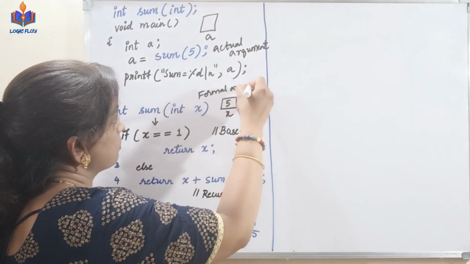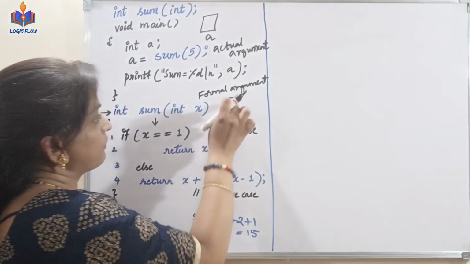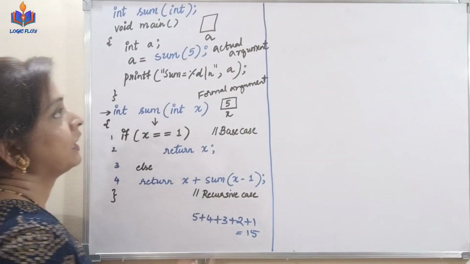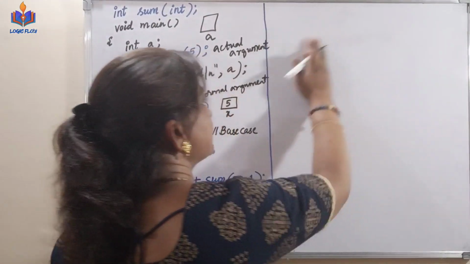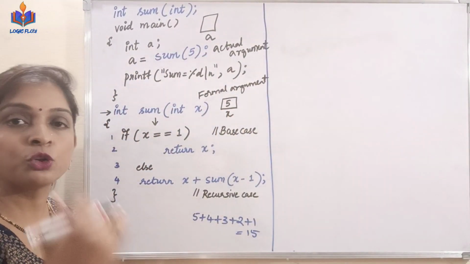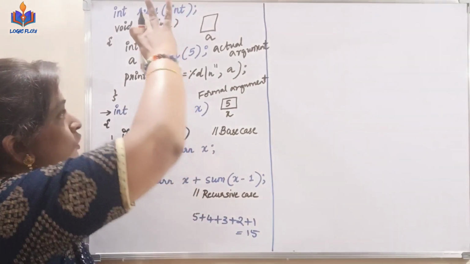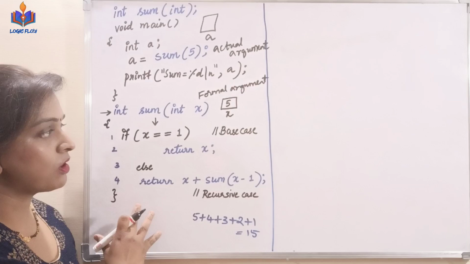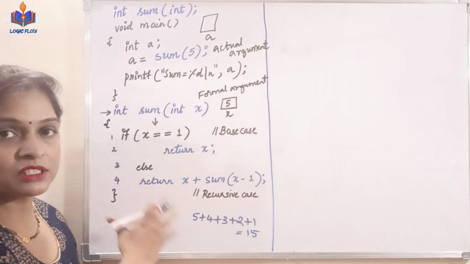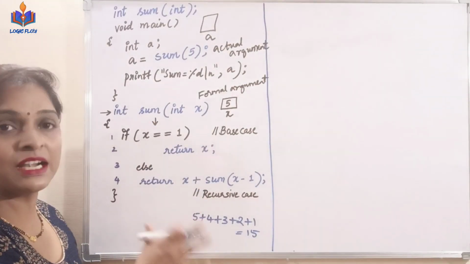So here this formal argument x is receiving the value 5. Now let me write the memory for this. When a function gets executed, you will get 2 frames of memory. One frame for the main function, the other frame for the sub-function. So that is what the stack memory is. In the stack memory, all these statements get dumped.